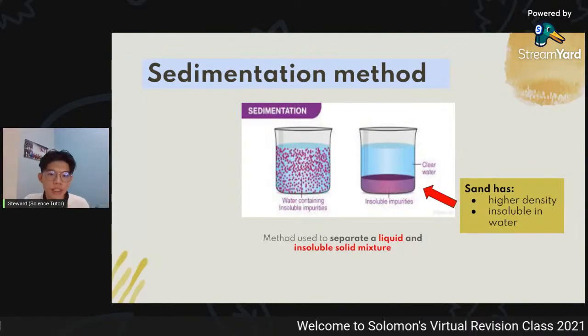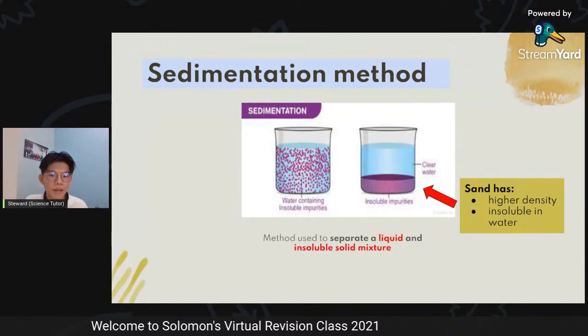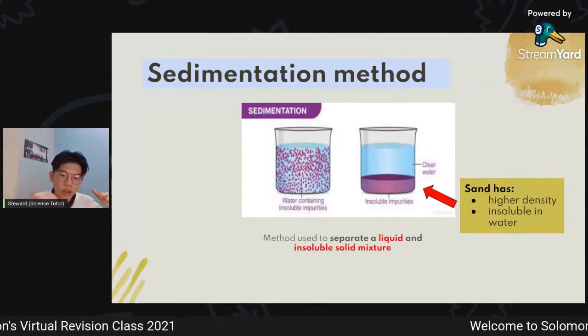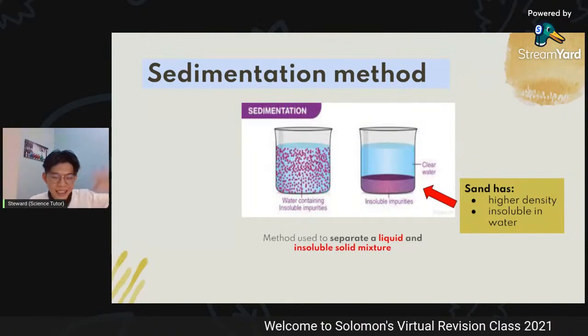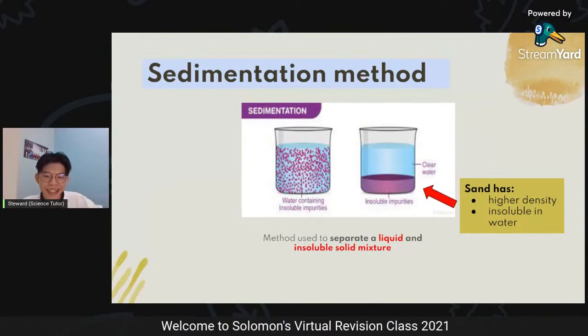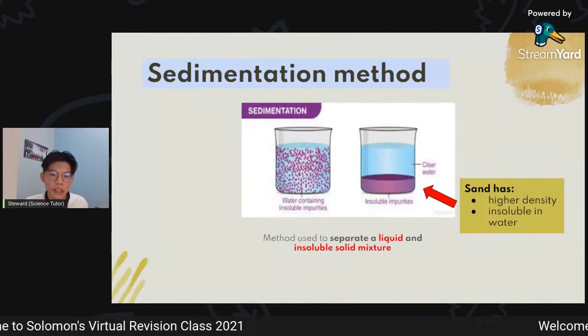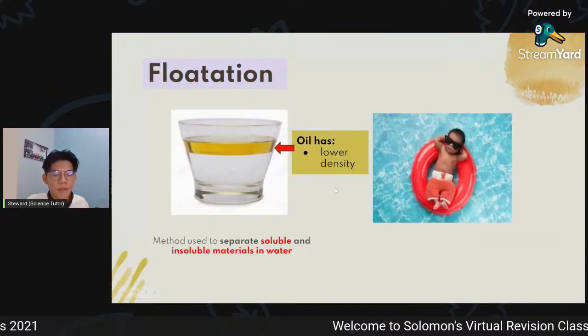Sedimentation is more like our swimming pool. We have leaves that drop underneath, and then they just settle. They just leave it on the ground there. So this is how we differentiate the usage of different separation methods. All right. So furthermore, we have flotation.